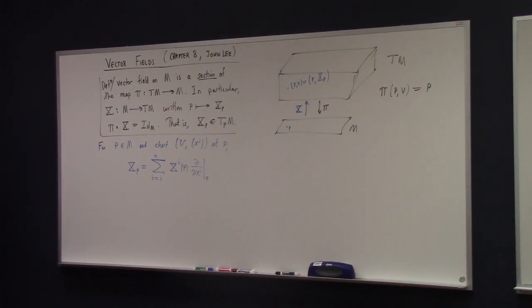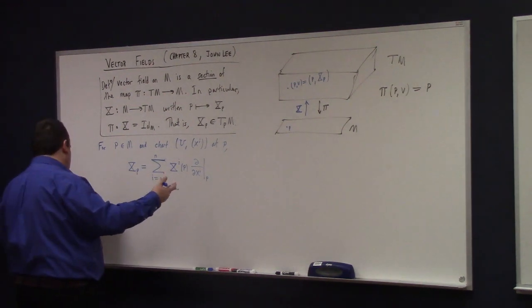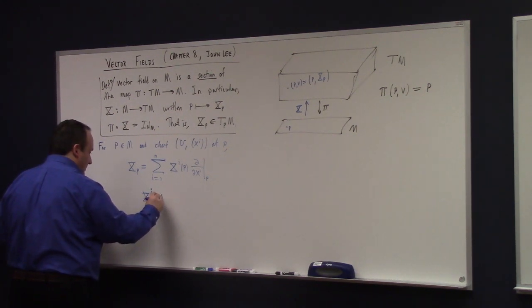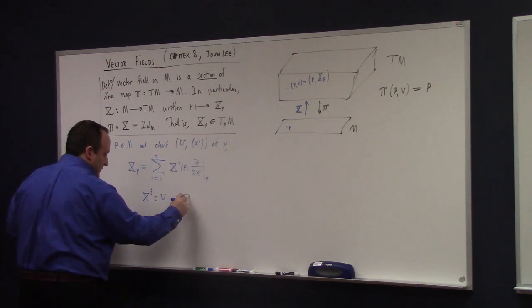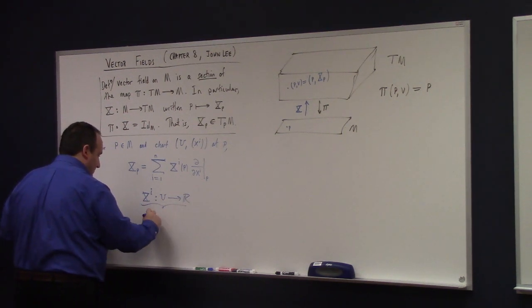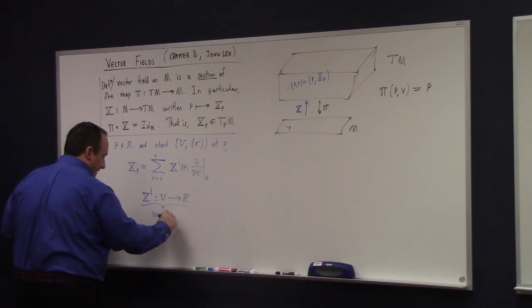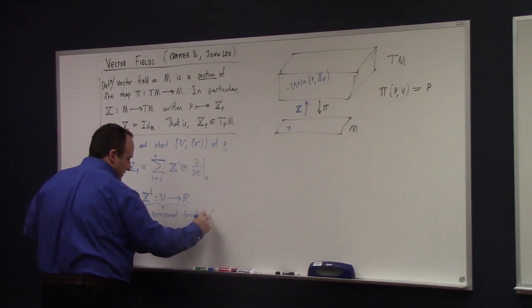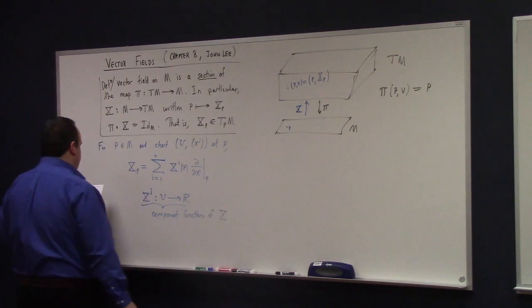So we can talk about a vector field on M. We can also talk about a vector field on a subset of M, right? So this would be a vector field on U. And here, the components, x sub i, from U to R, are the so-called component functions of X, all right?